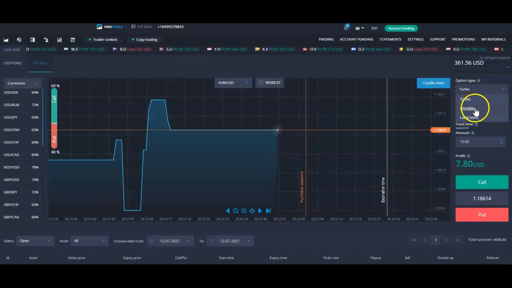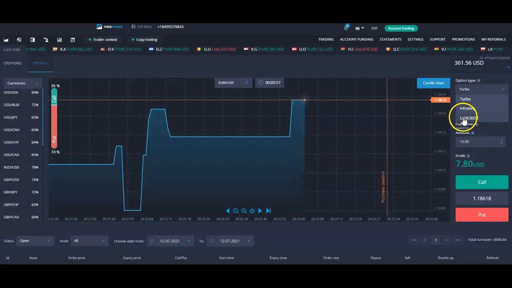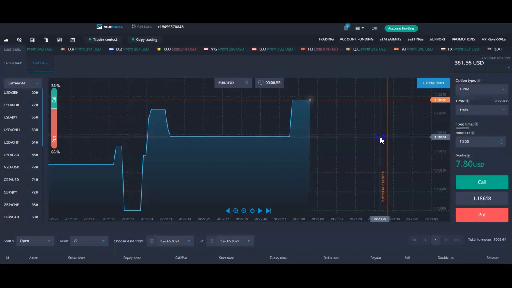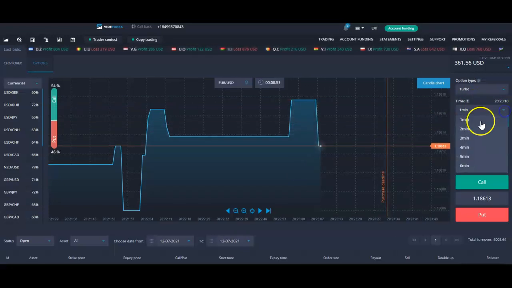Then right here you have intraday. Now intraday, you're going to be able to choose hour to hour trades. And then long term, it's going to give you the date, month, and year of the trade that you're taking. For me personally, like I said, I stick to turbo, and I stick anywhere from 3 to 5 minutes.